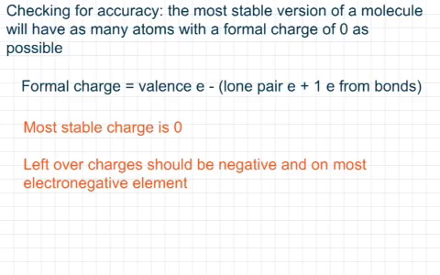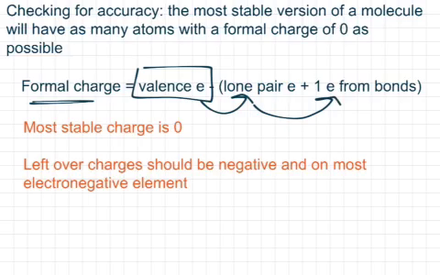We're going to use a concept called formal charge, which is basically making sure that the element's electrons all got used. So in order to calculate the formal charge of an element, we're going to subtract how many valence electrons it started with from how many lone pairs are on it, and then 1 electron from each bond. We want 0. We want all the atoms to have a charge of 0. If they can't be 0, they should be negative, and the negative should be on the most electronegative element.